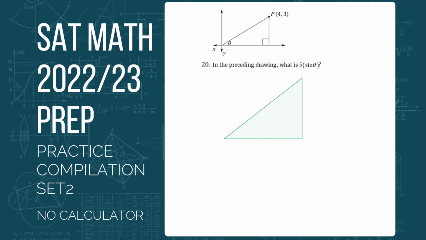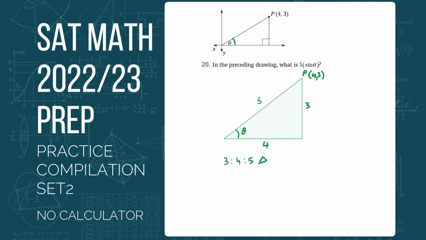In the preceding drawing, what is 5 times sine theta? We're talking about this angle theta here. So let's put the points here. The point P has coordinates 4 and 3. So the height here is 3 and the width here is 4. Okay, and this is your angle theta. According to the Pythagorean theorem, we know about a 3, 4, 5 triangle. If one side is 3 and the other side is 4, the hypotenuse has to be 5.